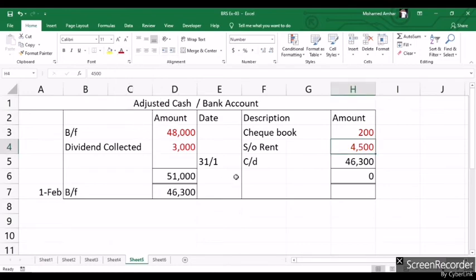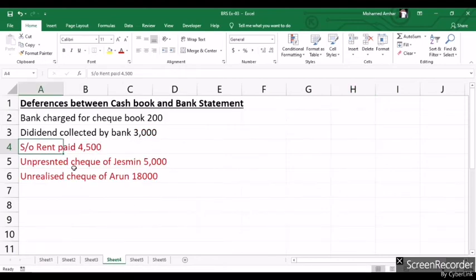Right. Now here we did all the corrections in the cash book, and check whether any other corrections are there to do in the cash book. So this is okay, so I'll change the color. Right. Now there are two differences balance to be corrected. One is the unpresented check of Jasmine, the other one is the unrealized check.